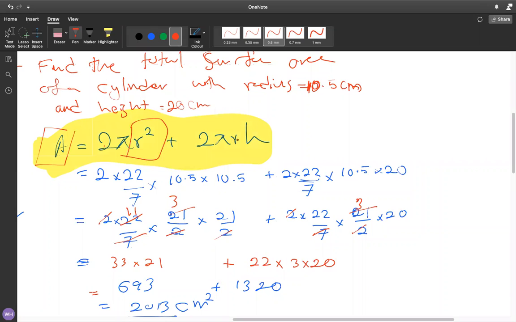The other one radius. The other one height. There are only 3 variables.